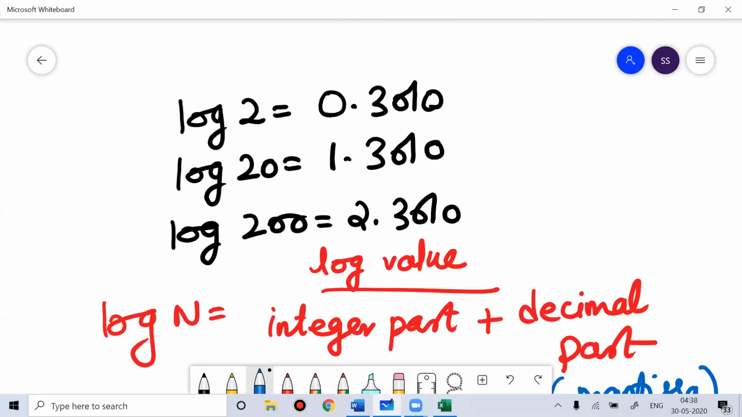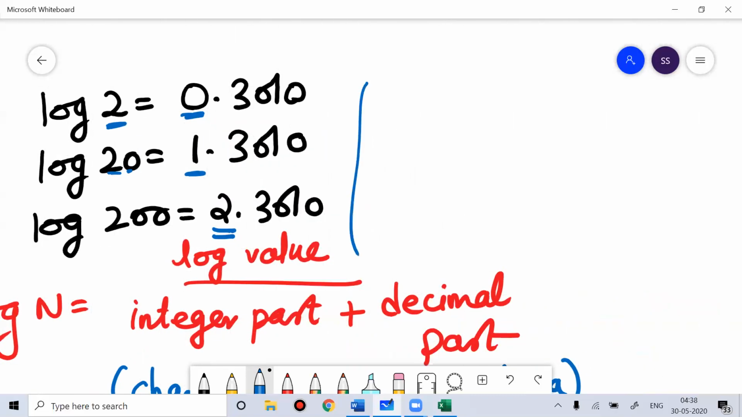So how many numbers are there here? Left of decimal, only one number. So 1 minus 1, 0. So you can see the characteristic is 0. Here the digits are 2. 2 minus 1 is 1. That's why your characteristic is 1. Here the digits are 3. 3 minus 1, 2. That's why you see the characteristic is 2.